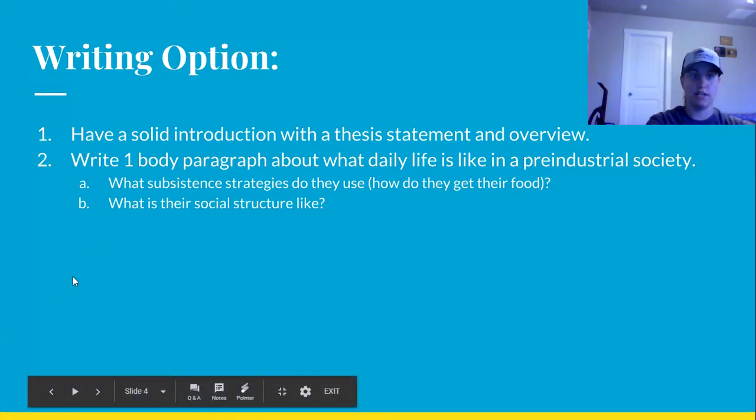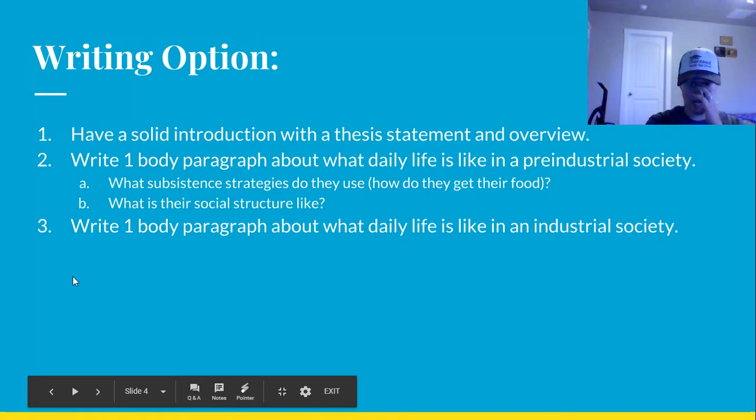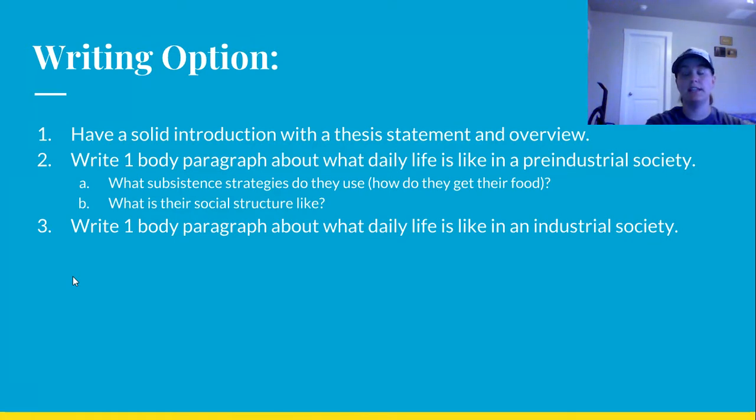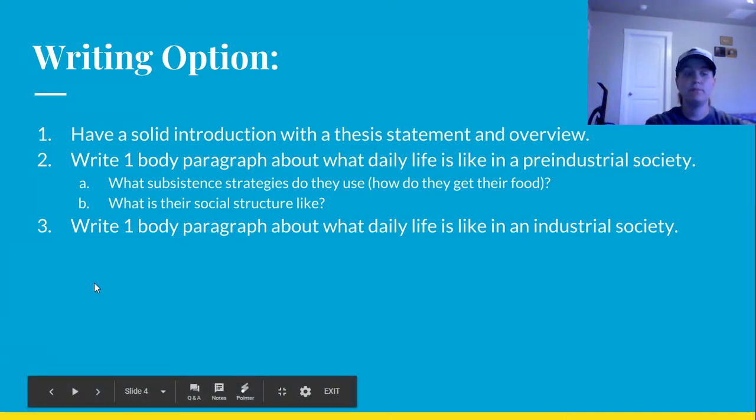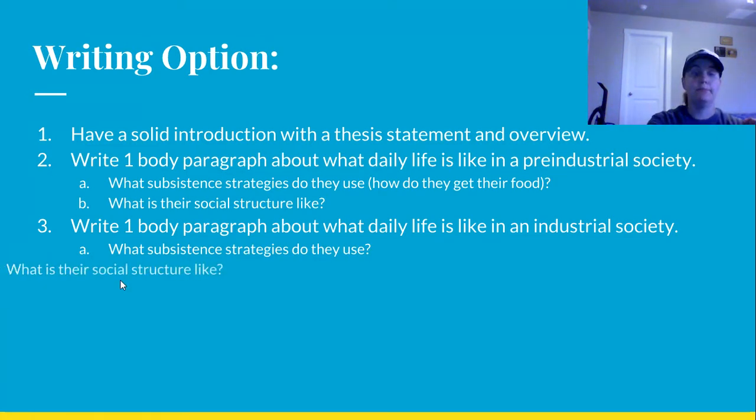So that's the pre-industrial society. You also need to write 1 body paragraph about what daily life is like in an industrial society. And again, not past tense. There's still industrial societies today. Just like the other one, what subsistence strategies do they use? Where are they getting their food? And what's their social structure like?